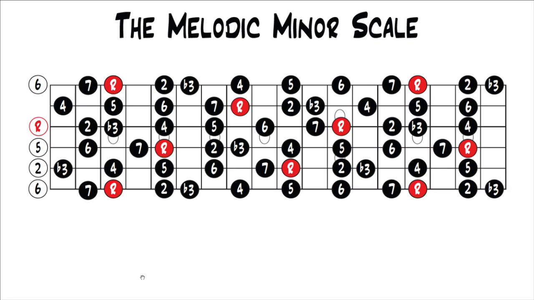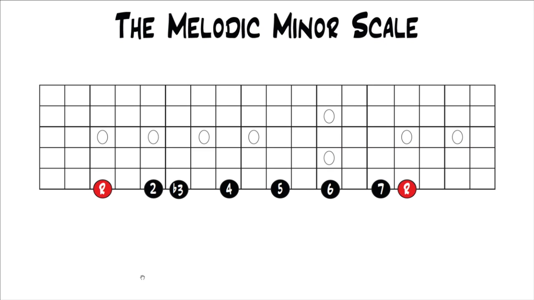Other people look at it from the Aeolian mode, and to get there from the Aeolian mode, you would raise the 7 half a step and raise the 6 half a step, but I think it's easier to look at it from the major scale or the Dorian mode because you're only changing one interval. So the melodic minor scale is root, 2, flat 3, 4, 5, 6, 7.